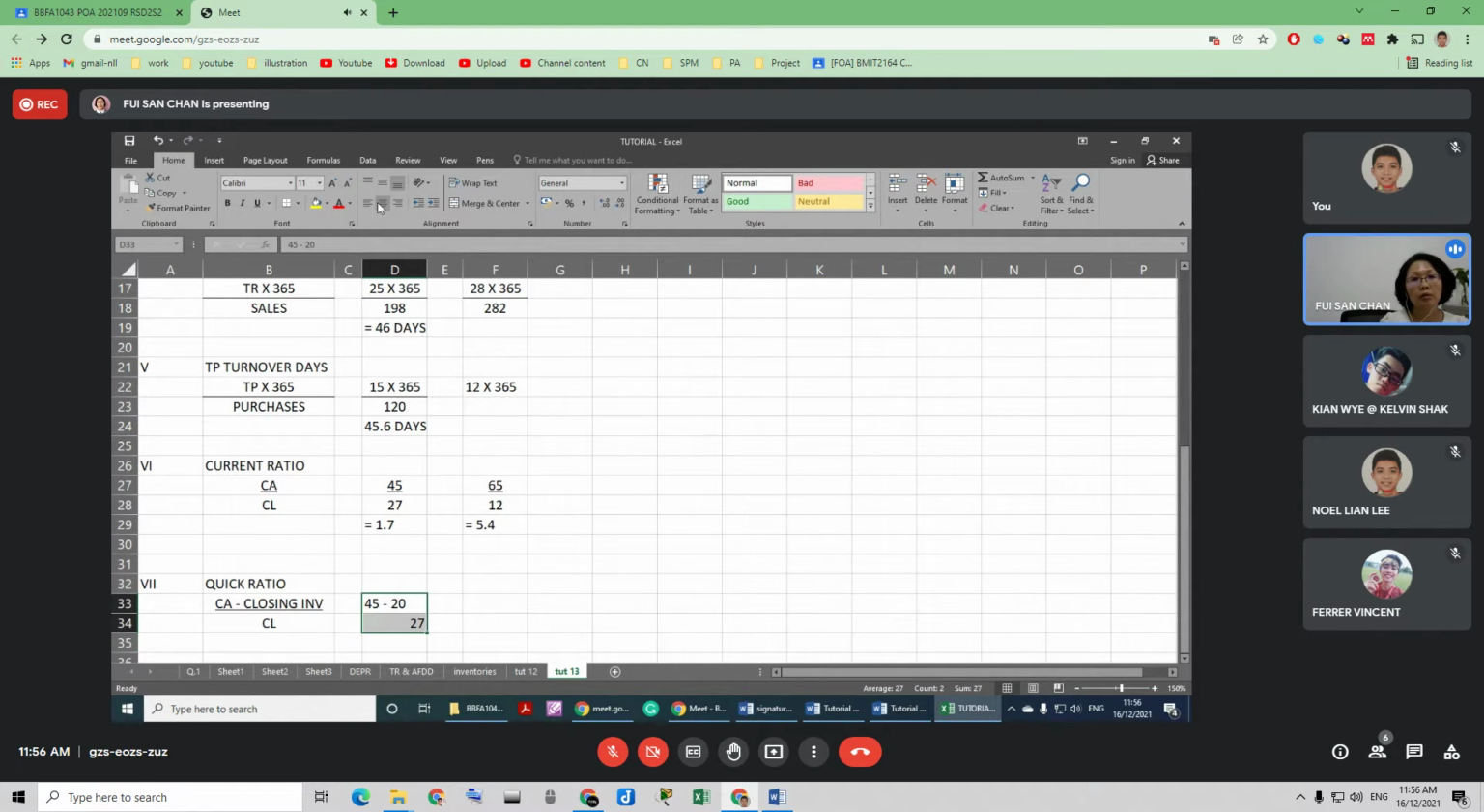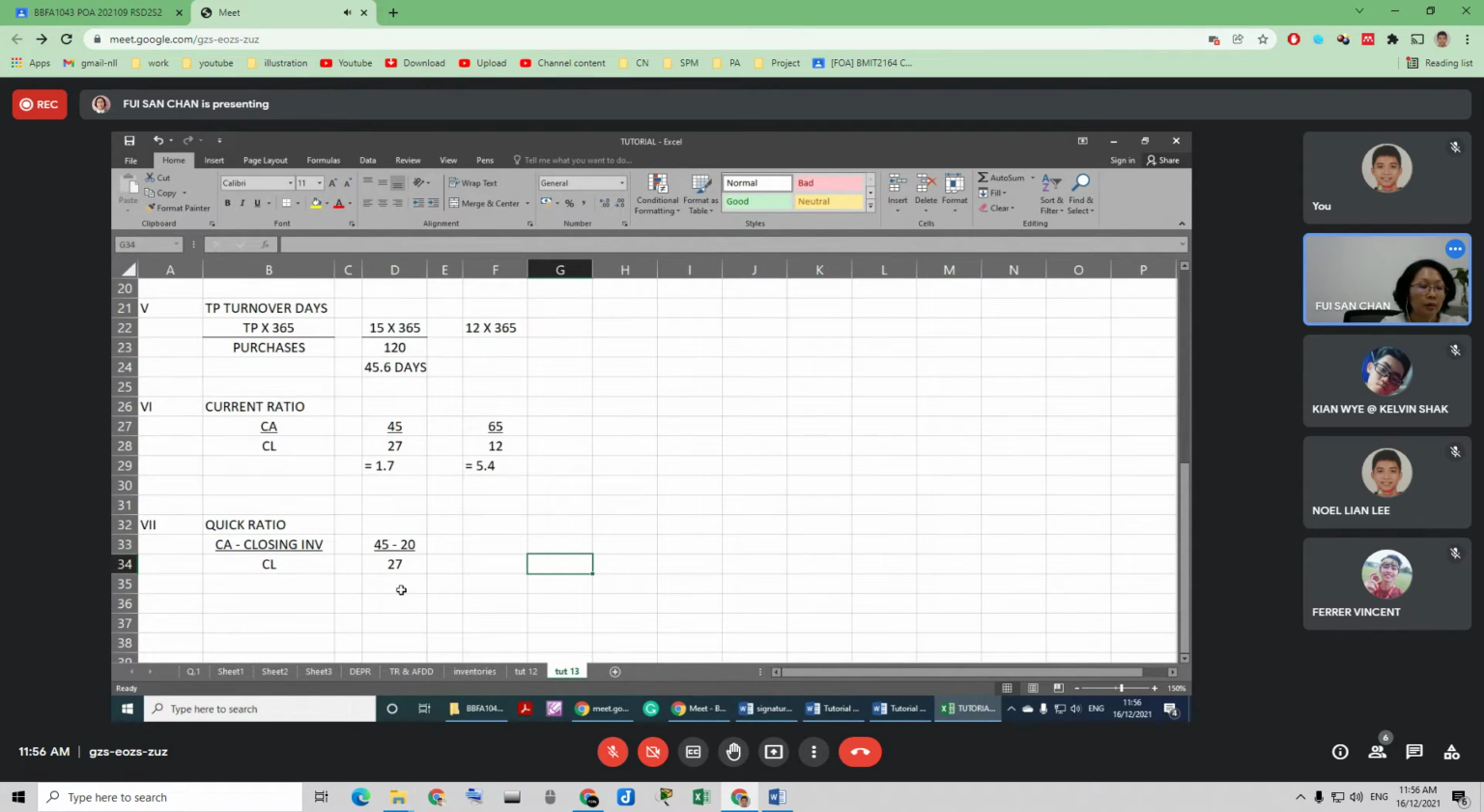So in terms of ratio calculation, it's very easy, actually very simple. Just be careful. Make sure you take the right numbers, especially current asset and current liability. Read your question carefully. So for this one, it's 25 divided by 10. So this answer is actually 0.93.